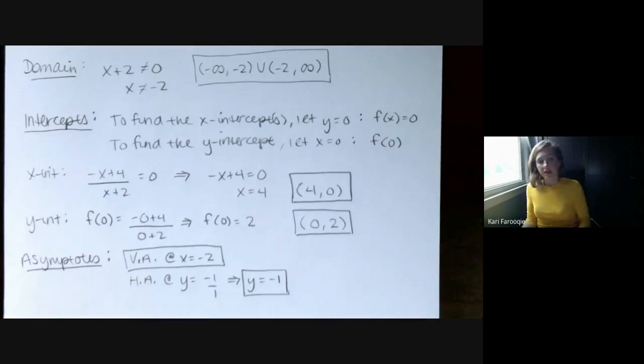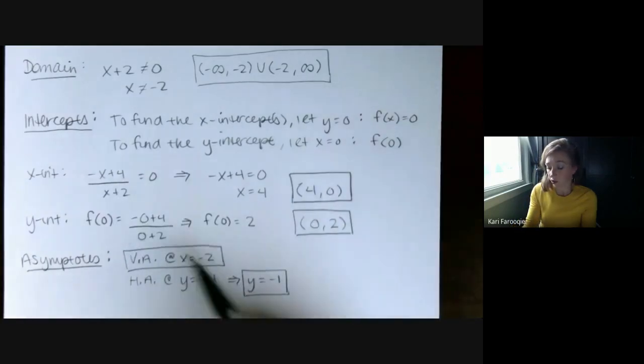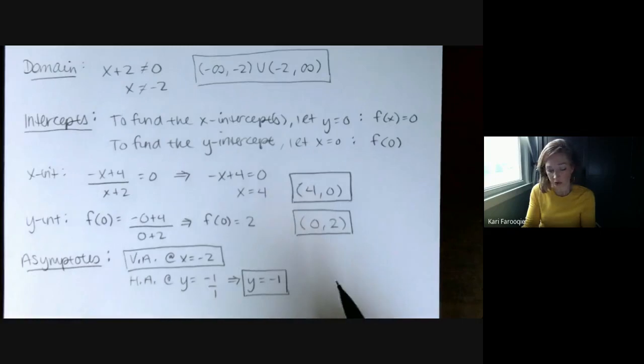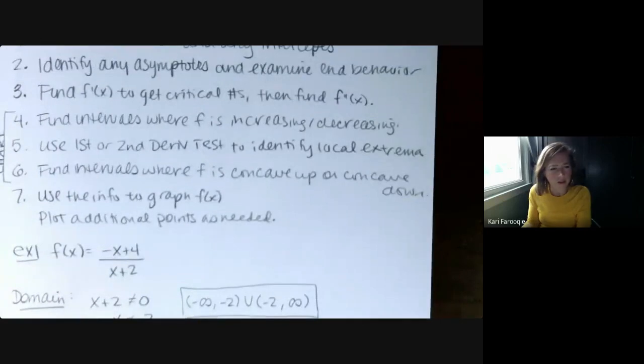So notice that really we haven't even done any calculus at this point, and we know a lot about this function. We know 2 points that lie on the graph, and we have 2 asymptotes, one vertical and one horizontal. This is actually a lot of information so far. All right, so that was number 2, which was asymptotes and end behavior. The end behavior is not going to apply to rational functions because we have the horizontal asymptotes.